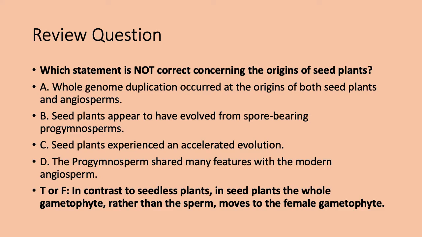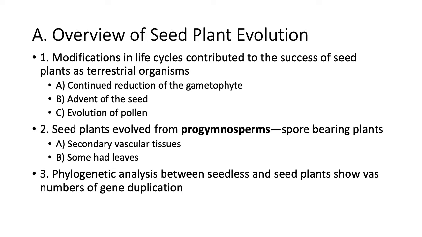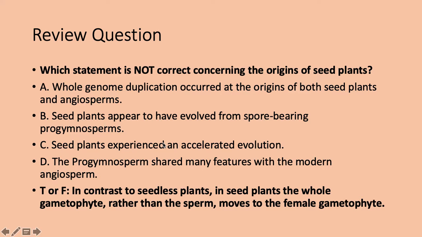In our notes, it just doesn't give a lot of description about the progenitor. Right. You're right. It is D, because they don't really share a lot of features of our angiosperms. Yes, they do. I'll go back to the slide where they mentioned the progymnosperms. Yes, they did have secondary vascular tissues, but they were spore-bearing plants. Angiosperms are seed-bearing plants. So yes, it is D.